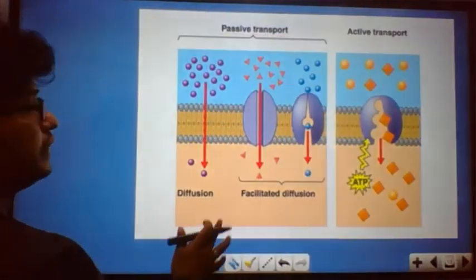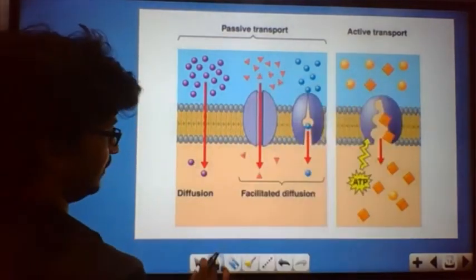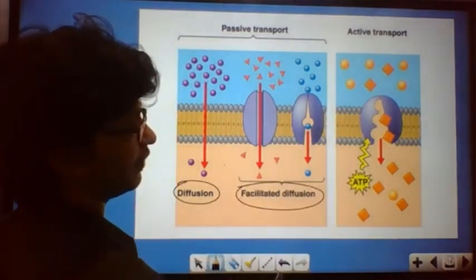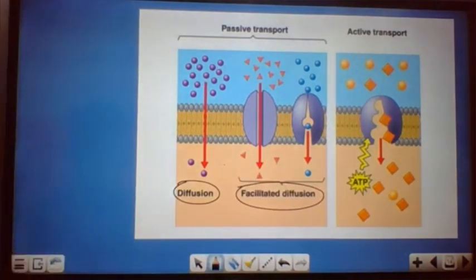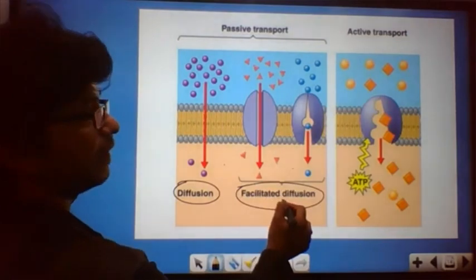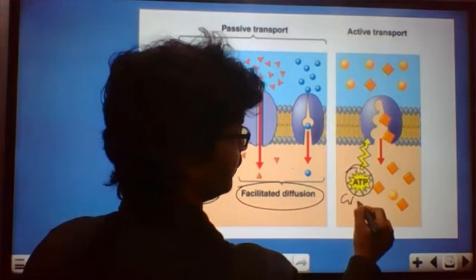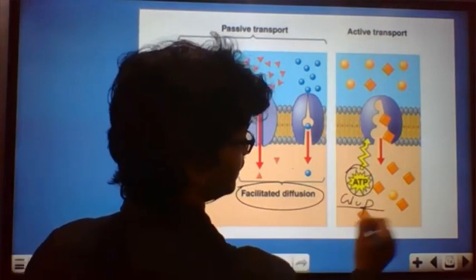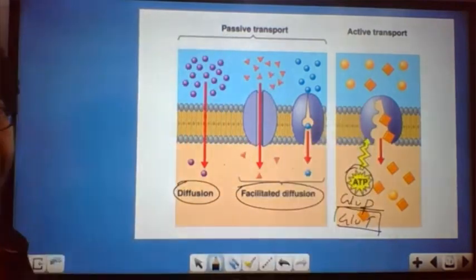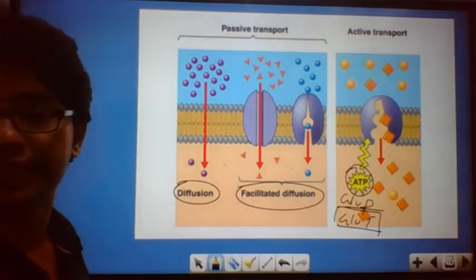This is a slide which shows, I forgot to show this one, the passive transport and the active transport. This occurs by means of diffusion, and this by means of facilitated diffusion. I told you about channel proteins and carrier proteins, the porins and aquaporins that we discussed in this part. Then active transport, definitely we require ATP, and we have GLUT, the glucose transporters, which are required in case of active transport.